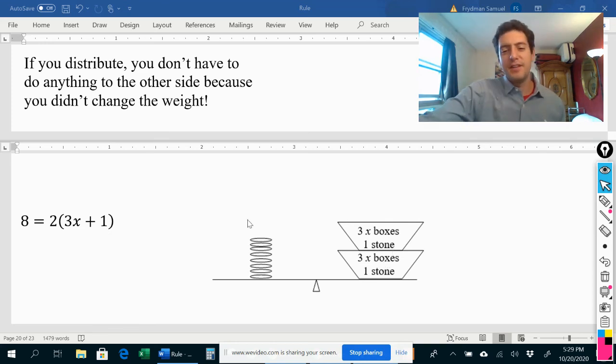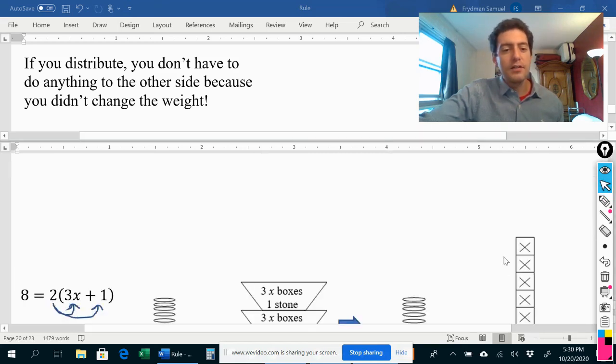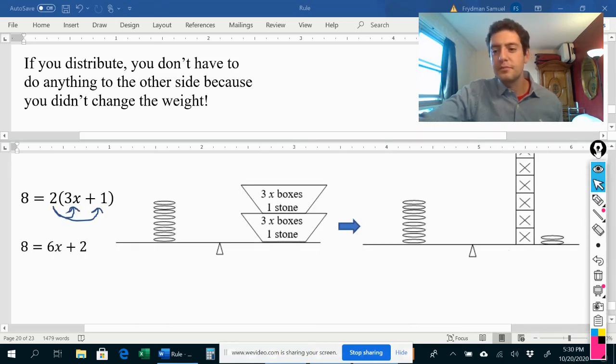And let's pretend that the packaging itself doesn't weigh anything. It's only the stones and the X boxes that weigh something. So the weight of the packaging itself is negligible. Okay, so these 2 packages right now are perfectly balancing out the weight of these 8 stones over here. Now, what would happen if we opened up these packages? I think I did the picture of it down here. So yeah, there we go.